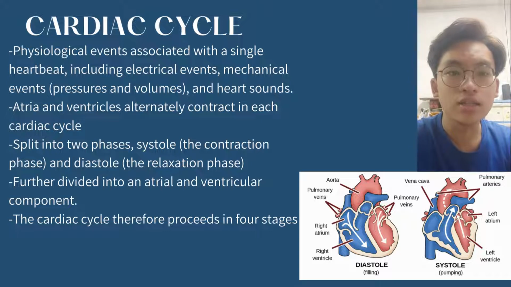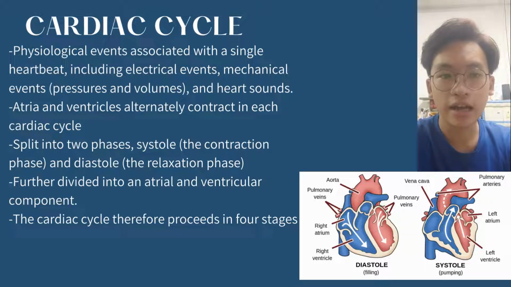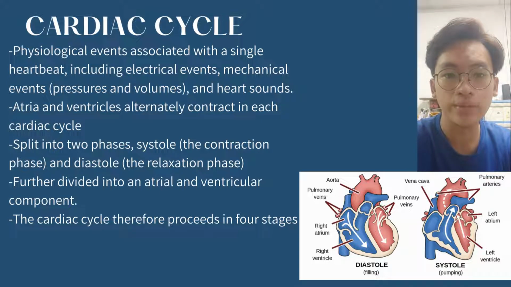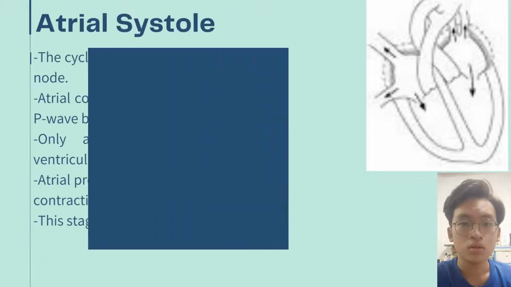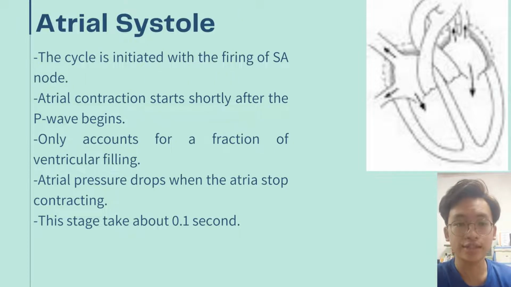The cardiac cycle is essentially split into two phases: systole, the contraction phase, and diastole, the relaxation phase. Each of these is then further divided into atrial and ventricular components. The cardiac cycle therefore proceeds in four stages. The first stage is atrial systole.